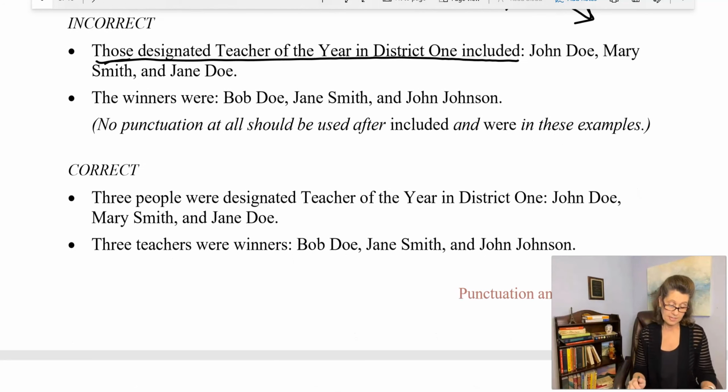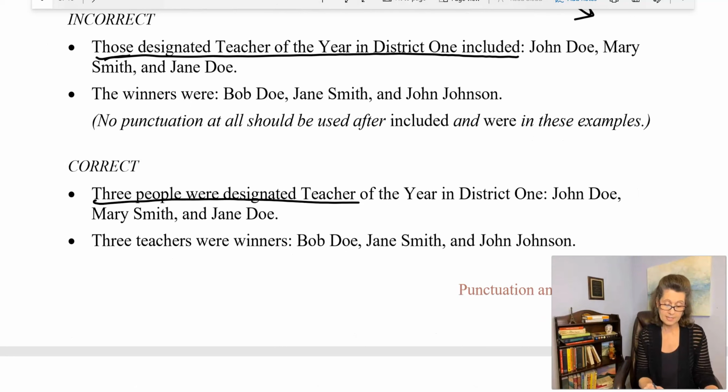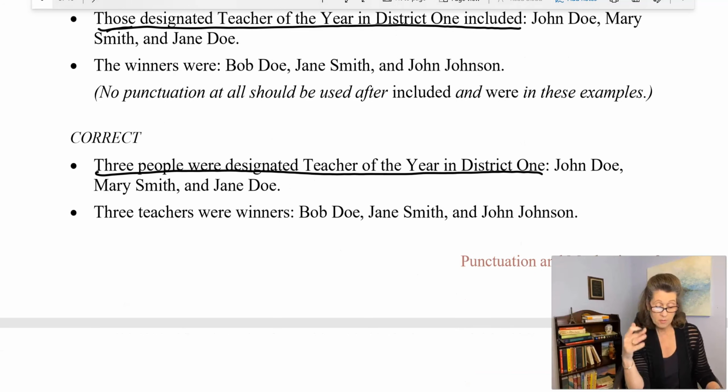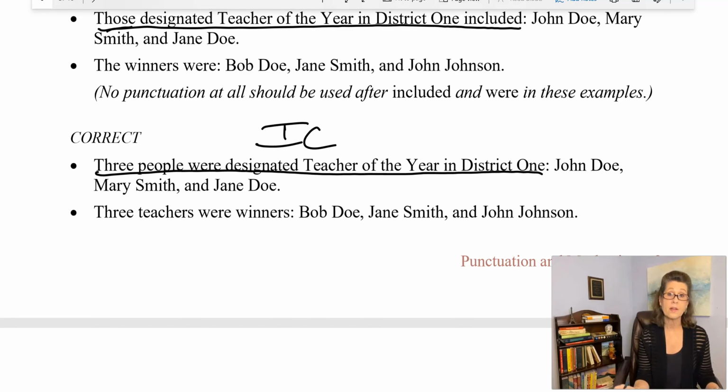So I might have said instead, "3 people were designated teacher of the year in District 1." You can even hear my voice drop. Listen to the difference between "those designated teacher of the year in District 1 included," and you can hear my voice hasn't dropped because I'm in the middle of the sentence. But down here, "3 people were designated teacher of the year in District 1." Colon. So we're looking for that independent clause in front of the colon.